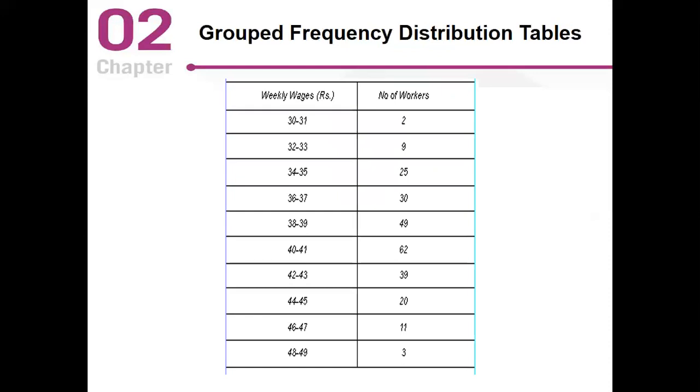Here's another grouped frequency table. Here we have weekly wages. Again, you can see we've grouped together various values, and you can see the number of people that are earning that range of values over here.